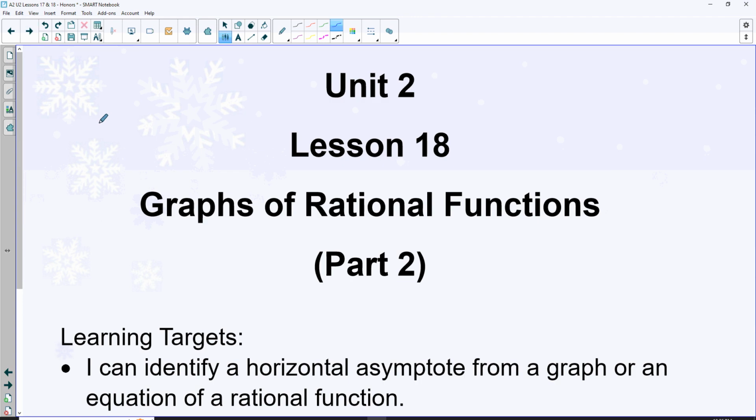All right. So here's part 2 of the graphs of rational functions. So this one we're going to deal with horizontal asymptotes. Unfortunately, this one's going to be a little bit more complex than the vertical asymptotes. Okay, so let's start by reviewing a little bit about vertical asymptotes. Here's the quick and easy part of it, right?